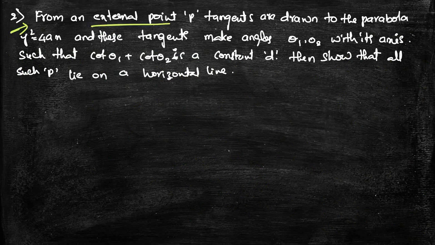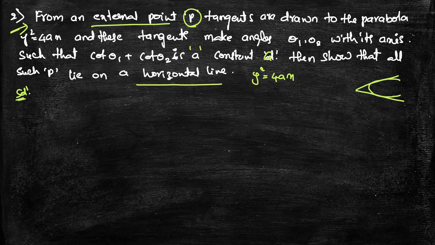Now the second question is: from an external point P, tangents are drawn to the parabola y square is equal to 4ax, and these tangents make angles theta 1 and theta 2 with its axis such that cot theta 1 plus cot theta 2 is equal to a constant. Show that P lies on a horizontal line.